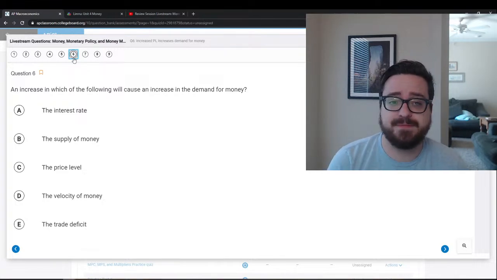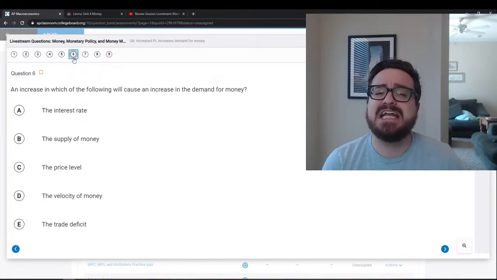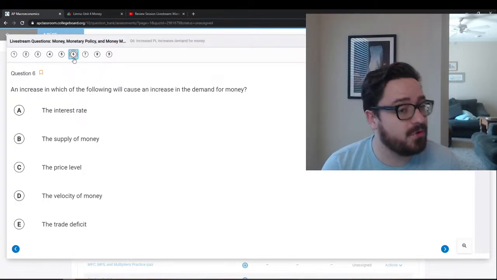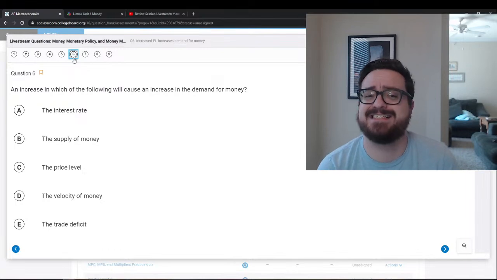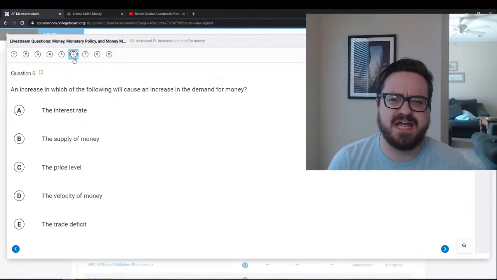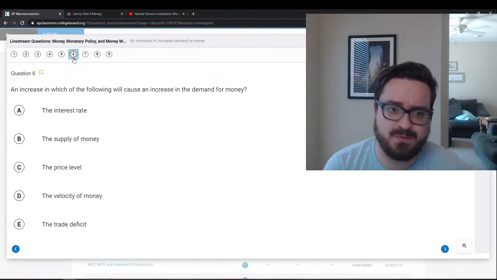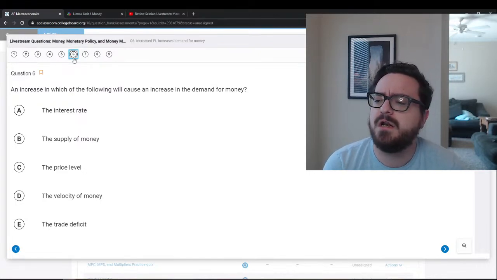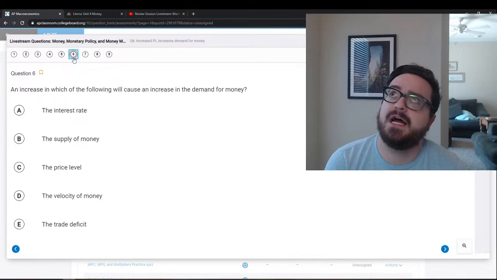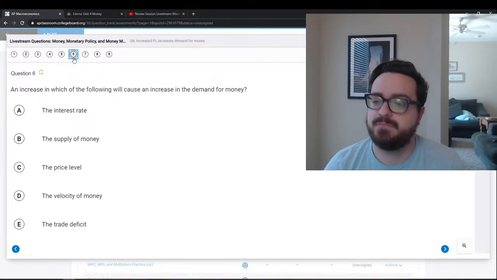B, the money supply. More money being available to me doesn't mean I want more of it or need more of it. More of it exists doesn't mean I need more. And also, we've never moved supply as a result of demand or demand as a result of supply. We've never done that, so don't start now. Price level. Higher prices, I would need more money, so that would work.